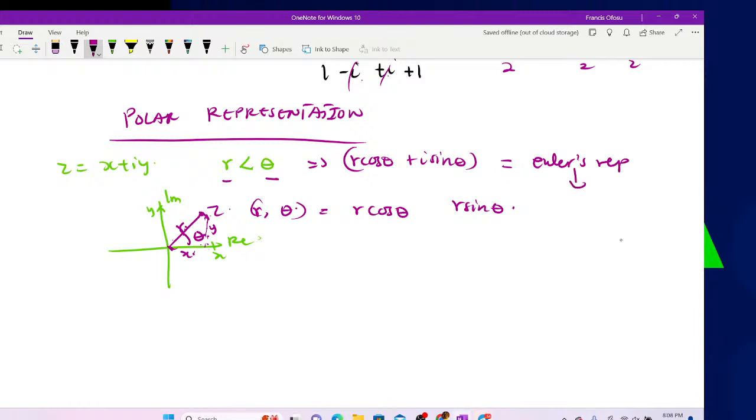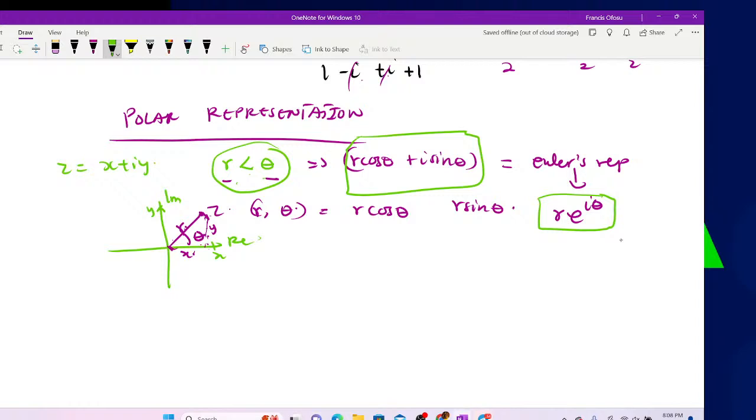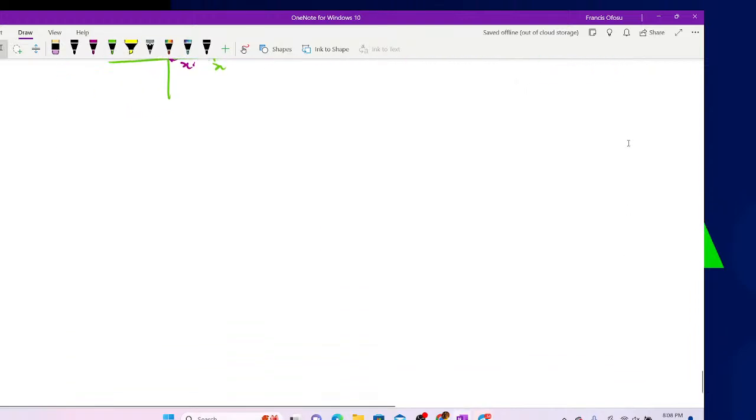And that one is giving us r e to the power i theta. So these are the three major forms of the polar representation of complex numbers: either r angle theta, r (cos theta plus i sin theta), or r multiplying e to the power i theta. Let's see how we can convert complex numbers to the polar form. There are a lot of applications of the polar form, so please pay attention.